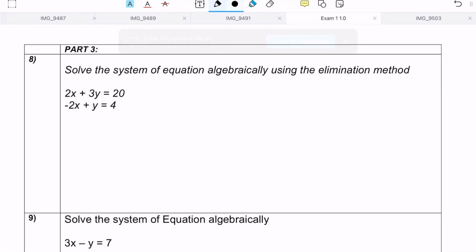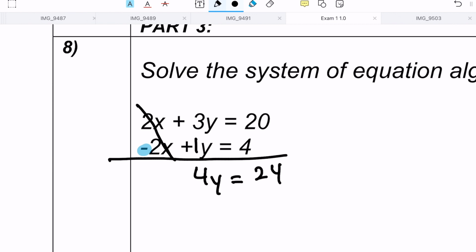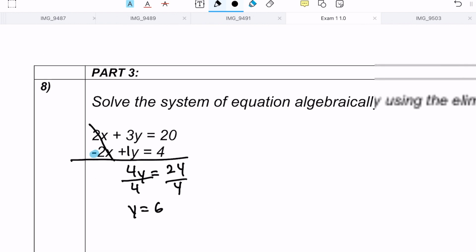Equation algebraically using the elimination method. By looking at this, we see that we have the opposite. We have a positive and a negative. So we clearly see that this is going to cancel out. And then 3y plus 1y is 4y. 20 plus 4 is 24. You get y by itself, so we're going to divide by 4. Y equals 6.